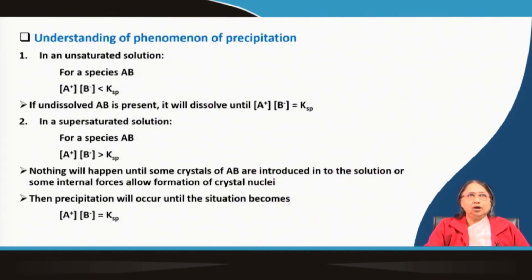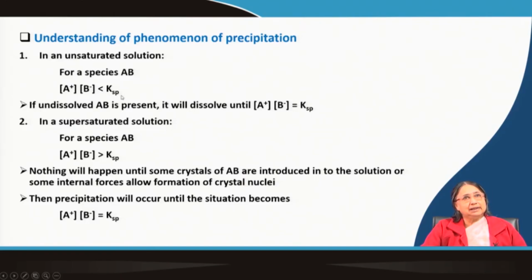Now, to understand the phenomenon of precipitation, we need to know what a saturated solution, an unsaturated solution and a supersaturated solution are. What is an unsaturated solution? Taking a simple example, AB: the A plus concentration into the B minus concentration, if it is less than the solubility product of AB, then it is an unsaturated solution. Once the Ksp is reached, it becomes a saturated solution. When it just reaches the Ksp, it is a saturated solution.